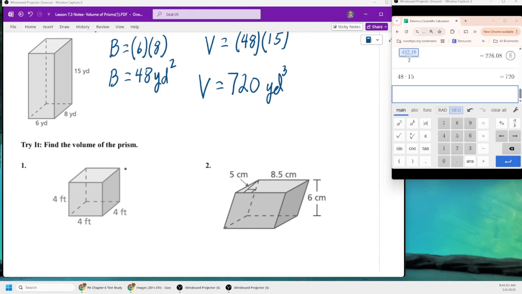Okay. Now on the next one, what is the shape of the base down here? Square. The square. So how do you find the area of a square? You take the side squared. Okay. So we need to find the area of the base, which is going to be 4 squared. So the area of that base is 16.